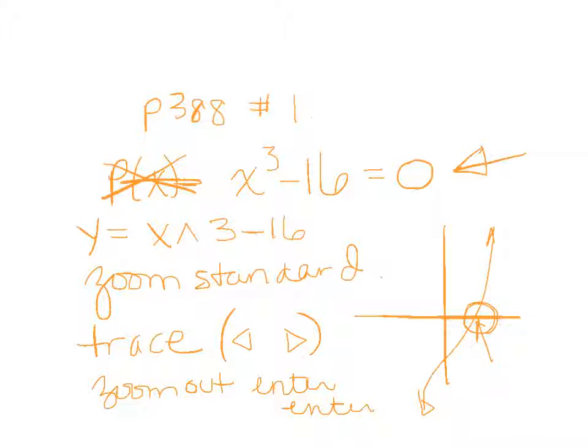Okay, so once you've done that, you found your trace, you move your snowflake to about where that 0 is, and I'm reading about x is approximately 2.5. Okay?